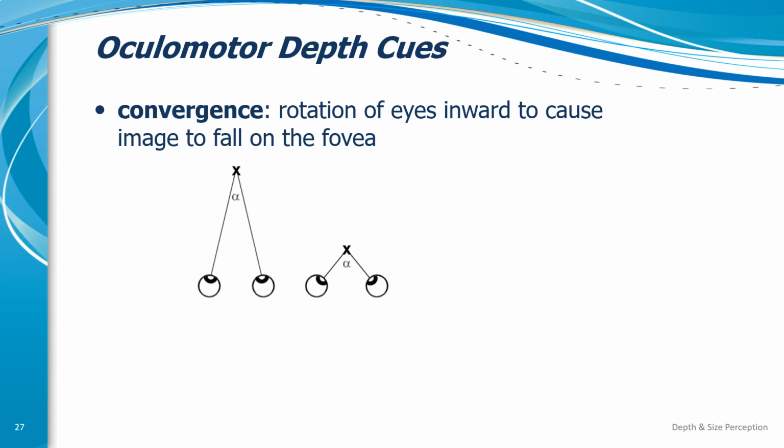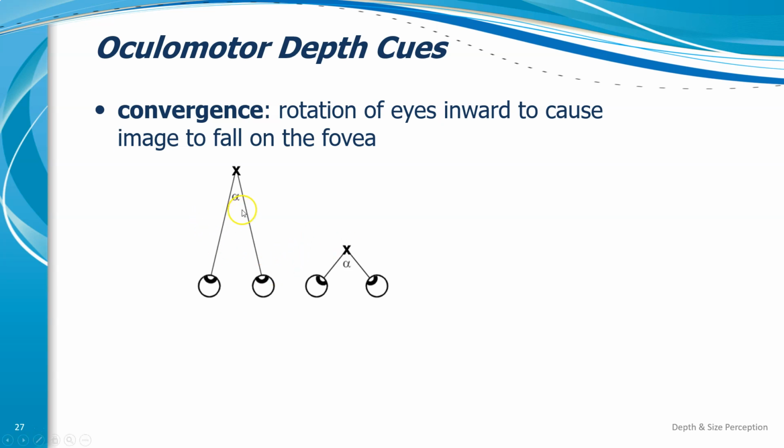This next one is called convergence. We want to extract as much information as possible from the world around us. We want objects to fall on our fovea. And as objects move closer and closer to us, we actually have to rotate our eyes in their sockets inwards to keep the image of that object in sharp focus and a lot of detail on our fovea.